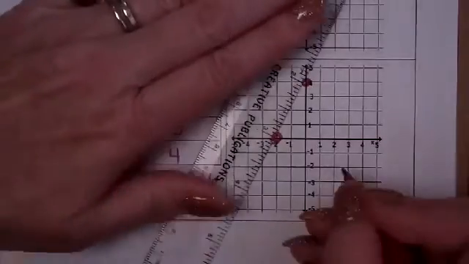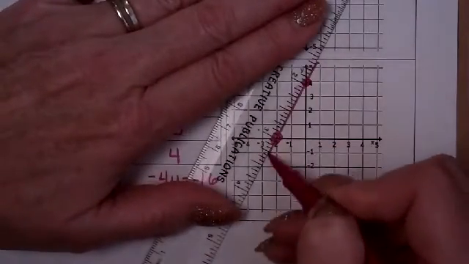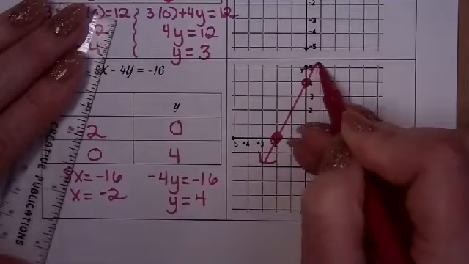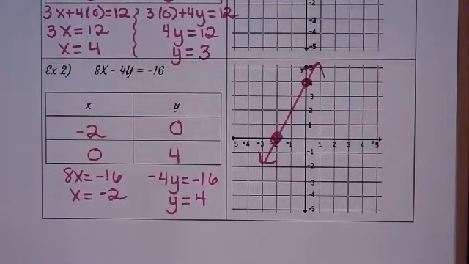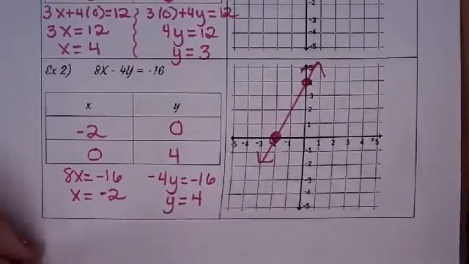That little rule that says you only need 2 points to draw a line. Here we go, our 2 points, our line, and I'm making sure I put arrows. Okay, go ahead and pause and copy, and then we'll go to example 3 and 4.